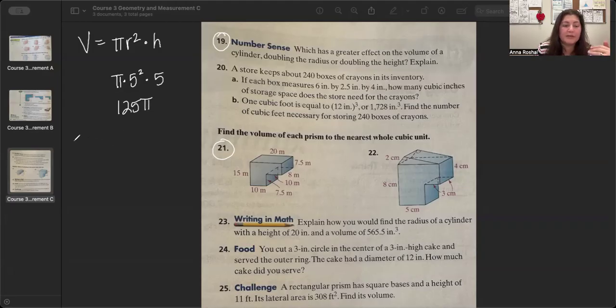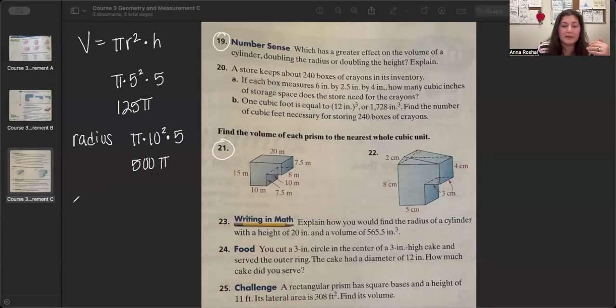Now, in order for me to double the radius, so this one will be doubling the radius, that means I'm going to have pi times 10 squared times 5. So that's going to be 100 times 5, which gives me 500 pi.